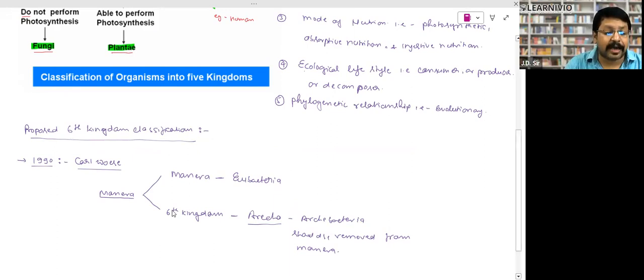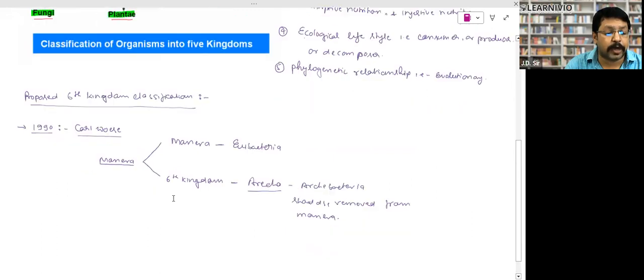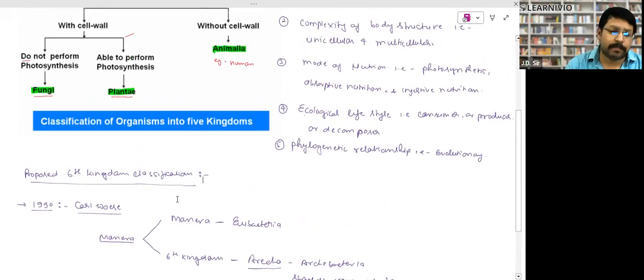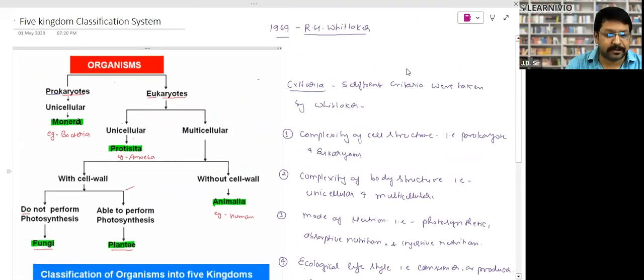He said that archaebacteria should be separated from Monera and kept in the 6th kingdom, right? But this was only proposed. It has not been accepted. Now tell me, is that clear or not? If you have any question, please ask me. 5 kingdom classification.